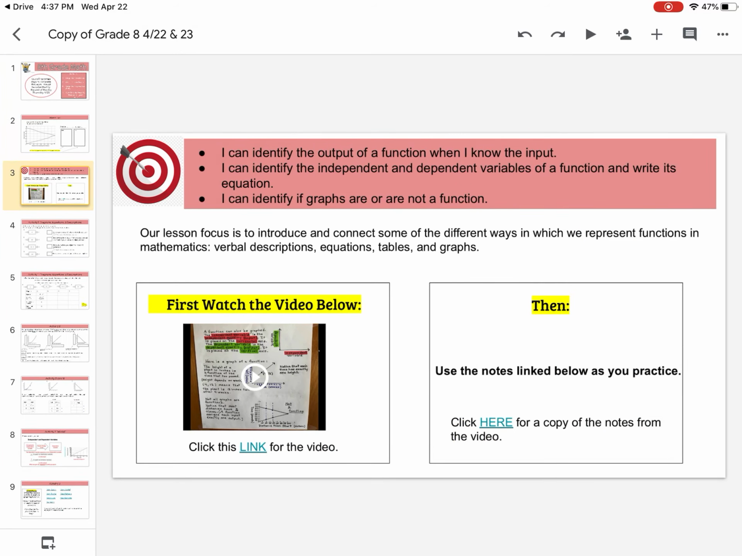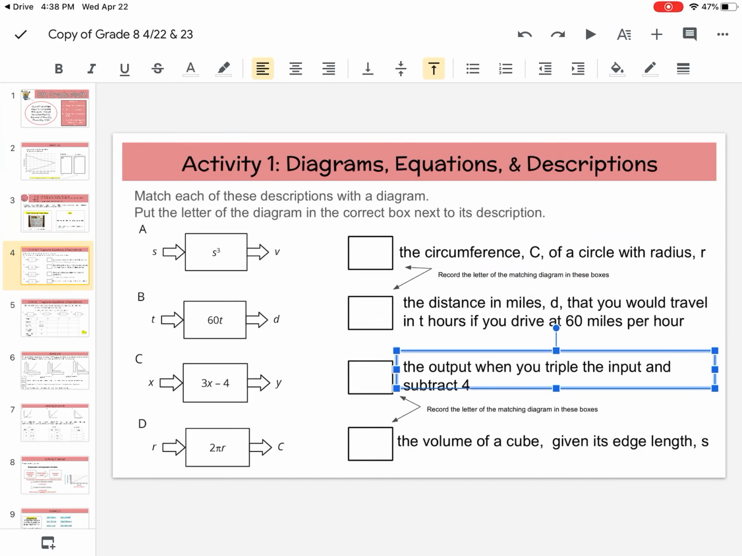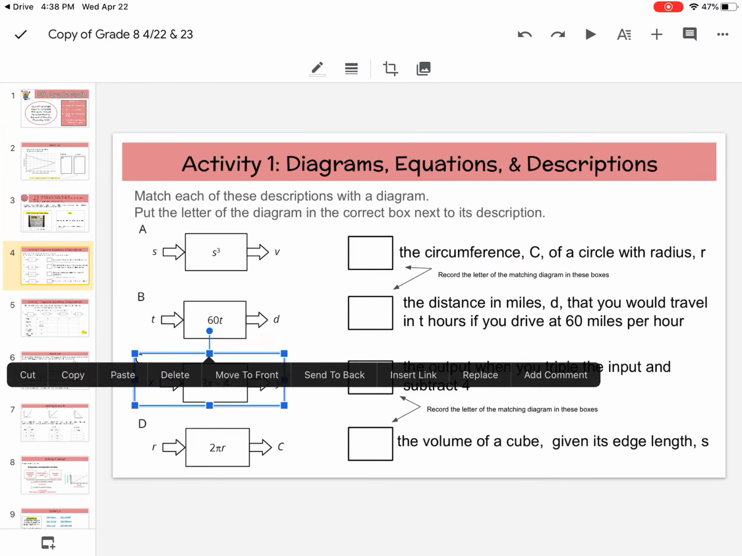Slide 3 is the video and the notes. You don't need to do anything on that one. Slide 4 is where I'm seeing a lot of people have difficulty. The directions say match each of these descriptions, that's on the right side, these things right here, with one of these diagrams over here.